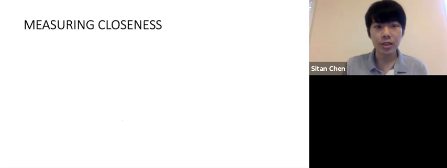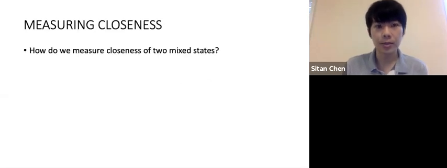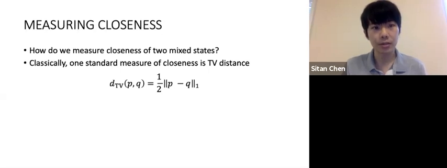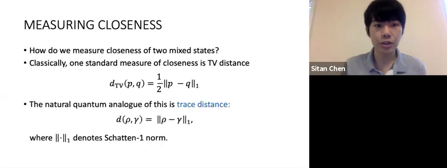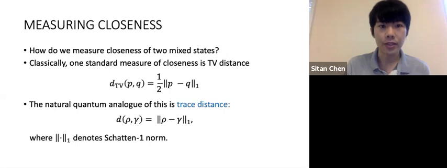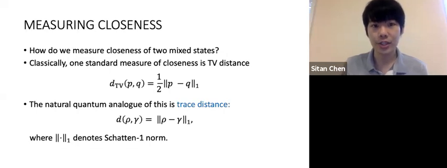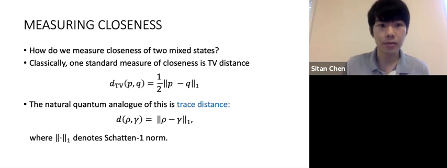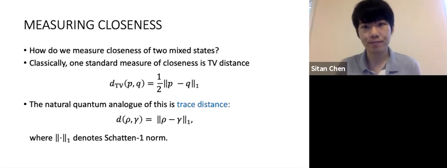Okay, so in distribution testing, we need some notion of closeness between distributions, and typically we work with something like TV distance. And the question is, how do we measure closeness of two mixed states? And so the natural notion of distance is so-called trace distance, and one should think of this as a generalization of L1 distance, where we now compute the L1 distance between the vector of singular values of the difference. Okay, so this is in other words the Schatten 1 norm.